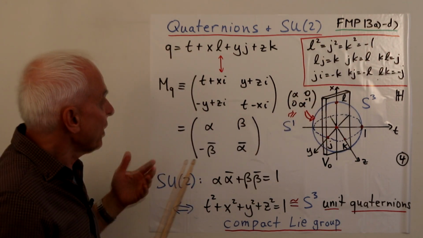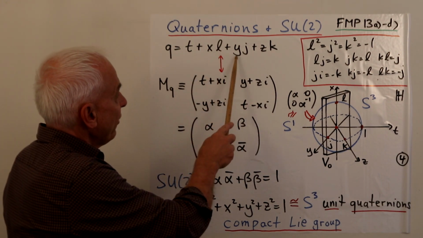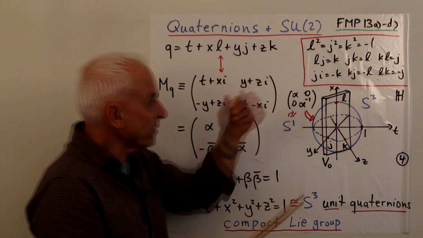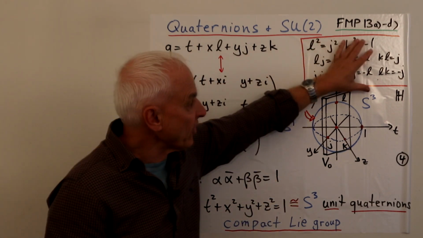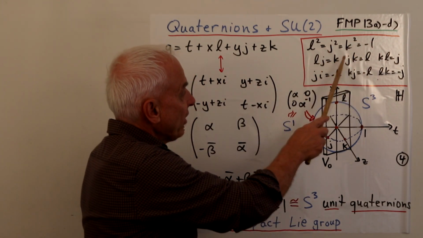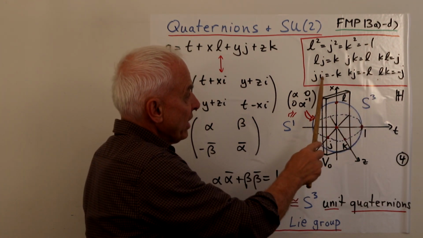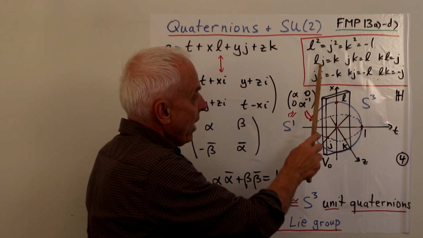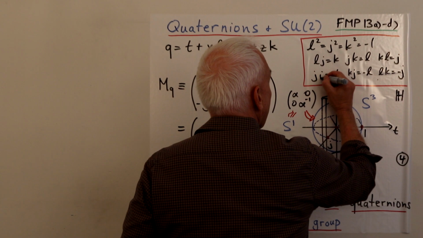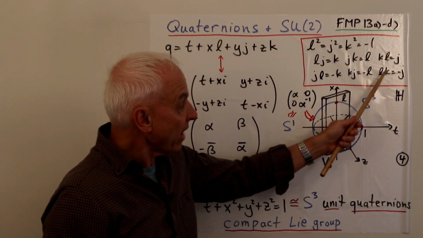Okay, so a quaternion can be viewed as a 4-dimensional object of the form t + xL + yJ + zK, where L, J, and K are some quantities or objects that have this algebraic structure: the square of each of them is -1, L times J is K, J times K is L, K times L is J, and in the other direction, J times L is minus K, K times J is minus L, and L times K is minus J.